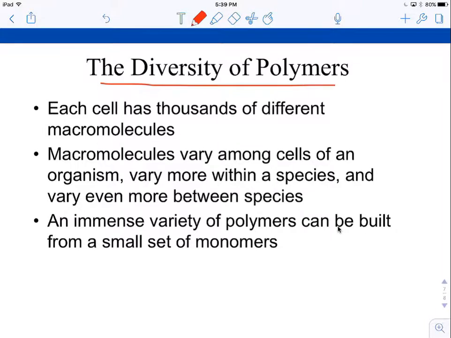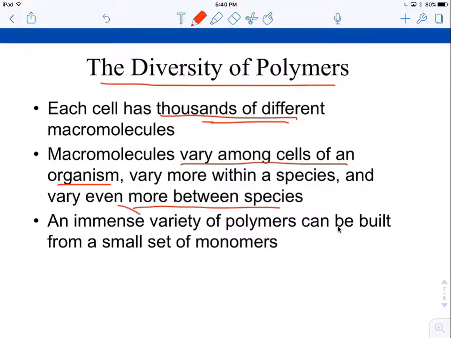Polymers, because they can be made and broken down and extended, and they can vary in length and shape, they can be extremely diverse. So each cell has thousands and thousands of different macromolecules, and we will talk about many, many, many of those during the course of this year. They vary greatly among cells of an organism. They vary within a species. They vary even more between species.